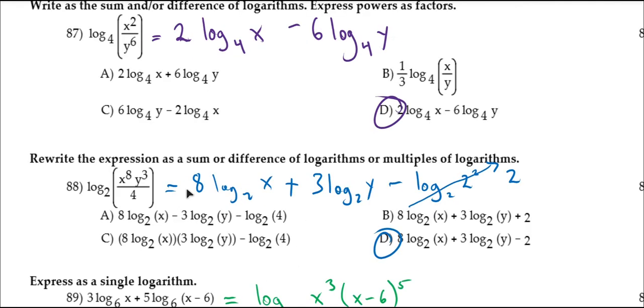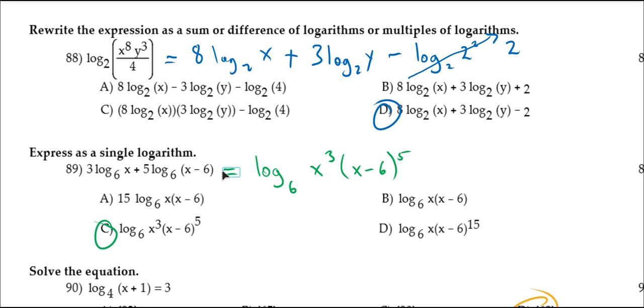Same thing with question 88. Factors in the numerator will be positive terms out here. Their exponents will become their coefficients, and we will subtract log base 2 of 4. So you could actually get this evaluated as a number and not just leave it as log base 2 of 4. It evaluates to 2. So that makes D the answer here.